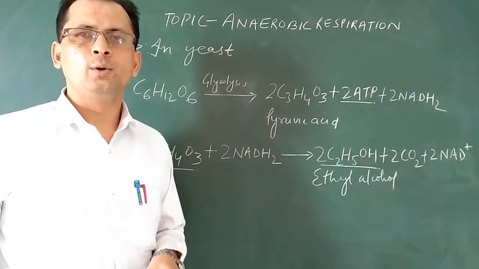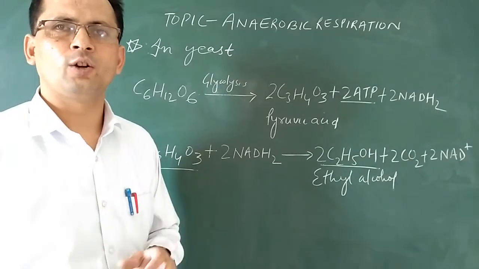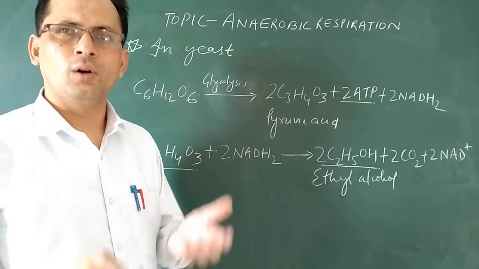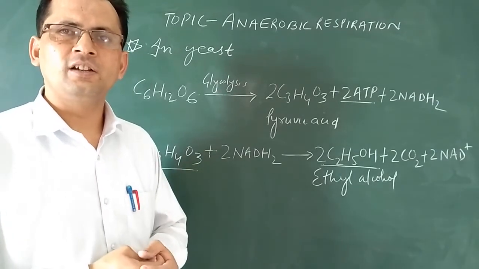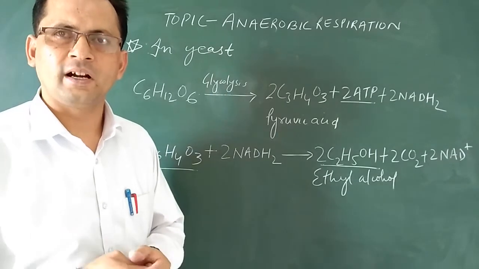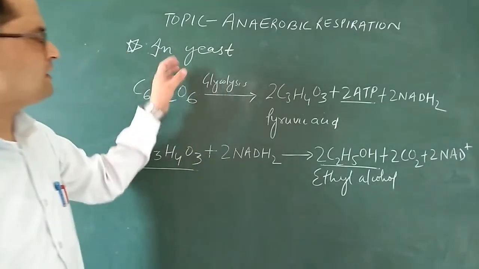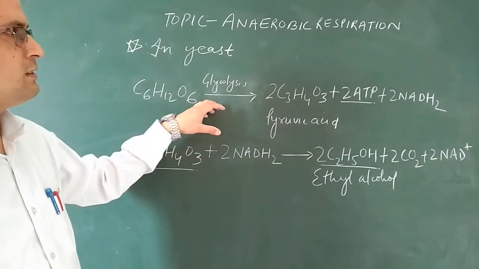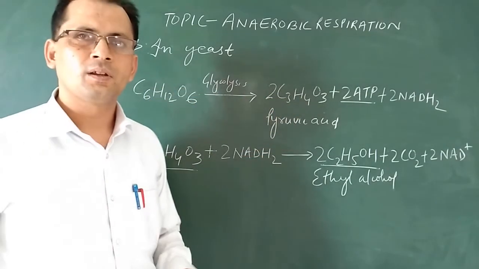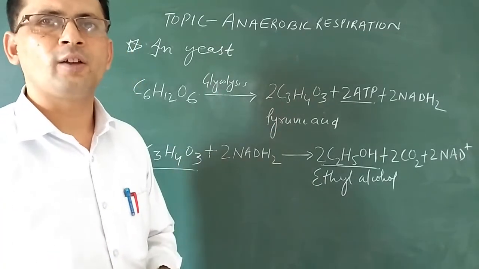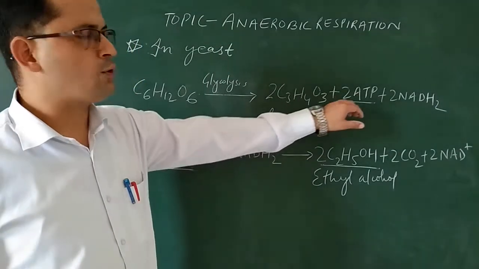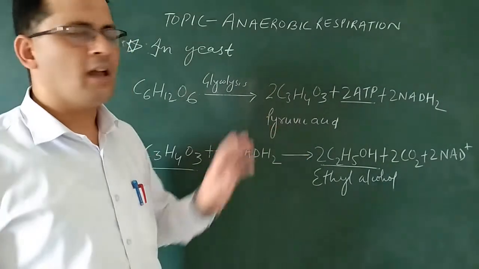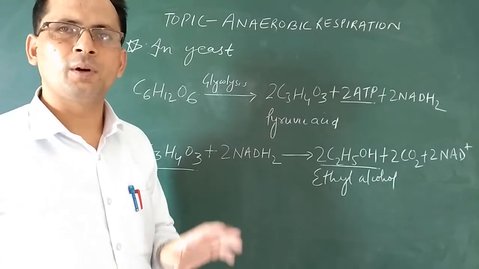Now as I told you, in yeast there is anaerobic respiration, and in yeast there is production of ethyl alcohol, as compared to human muscles where there is production of lactic acid. Now you can see in the yeast cell what is happening, beta: glucose undergoes glycolysis and forms pyruvic acid. Along with the formation of pyruvic acid, there is release of 2 molecules of ATP, that is adenosine triphosphate, that is energy. 2 ATP molecules are produced.